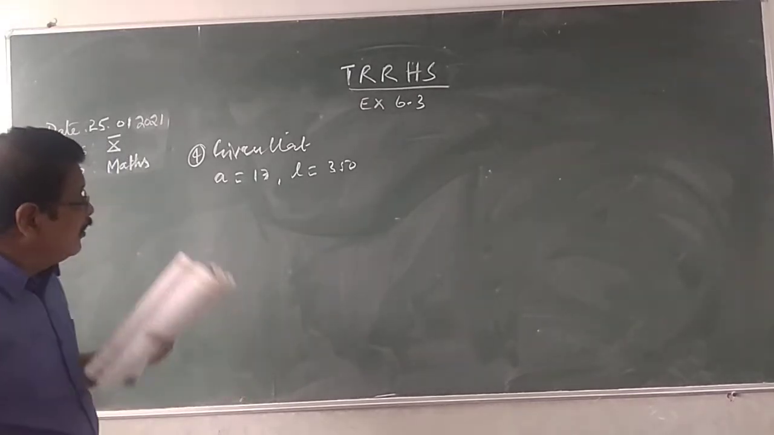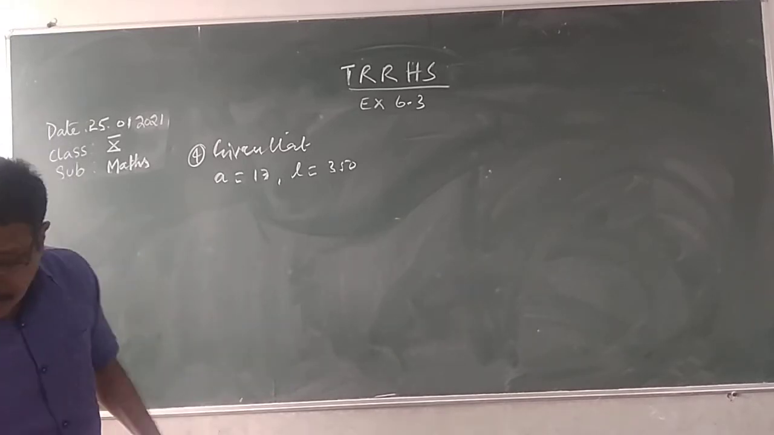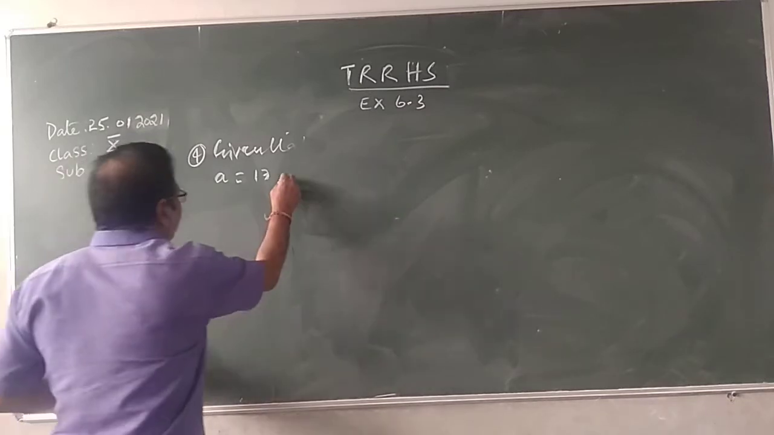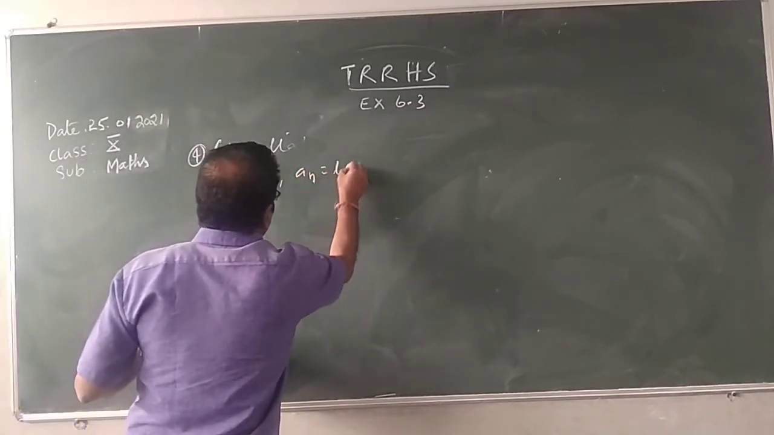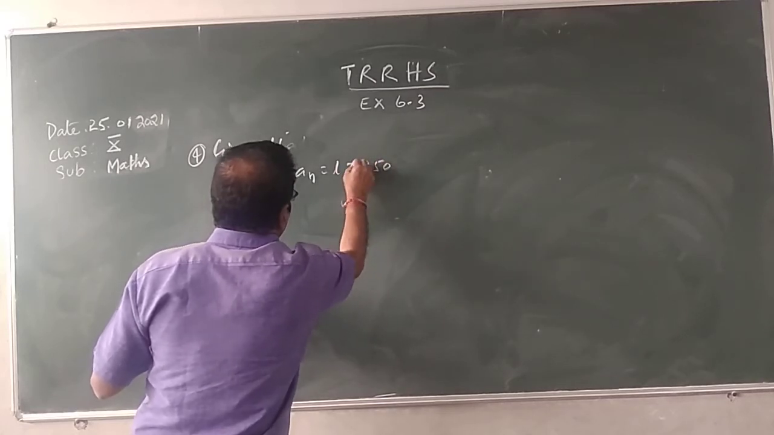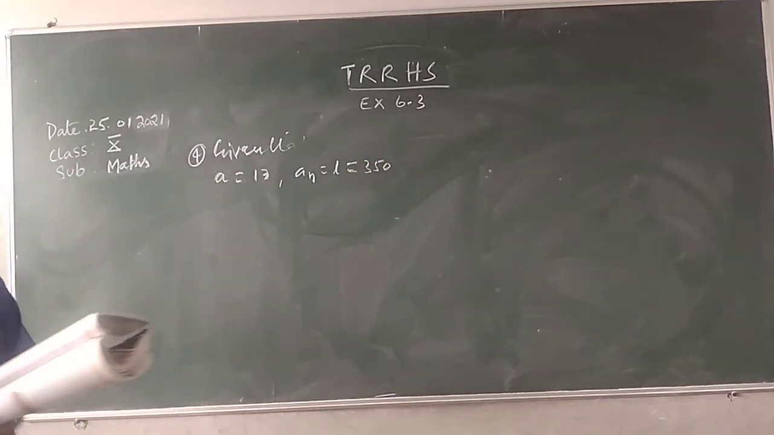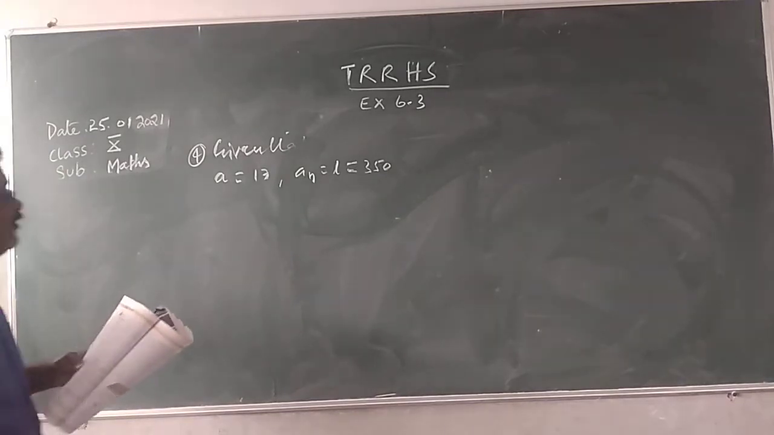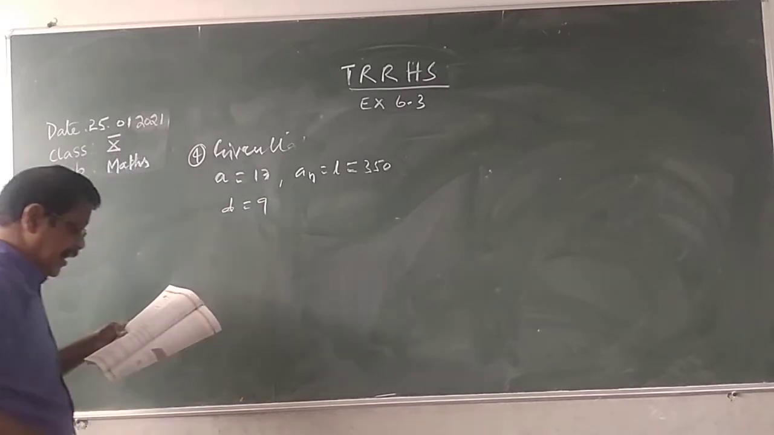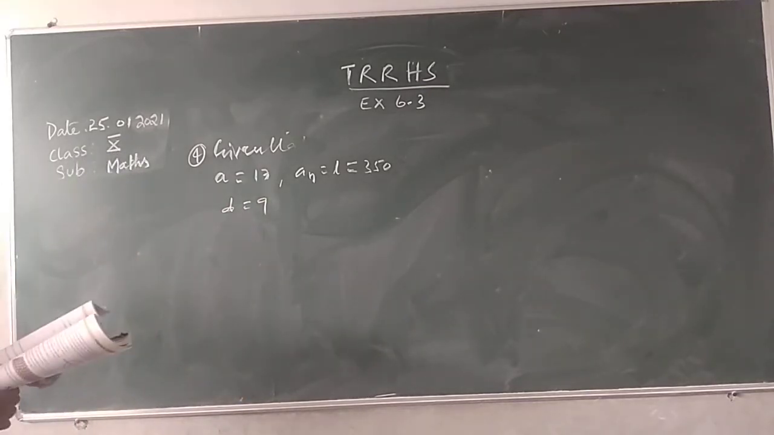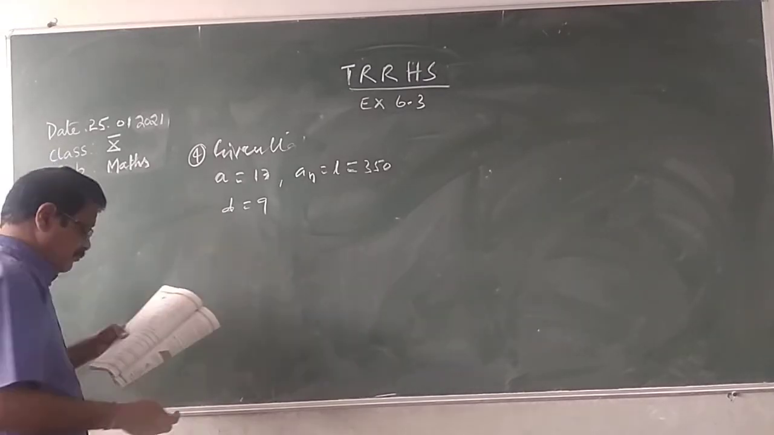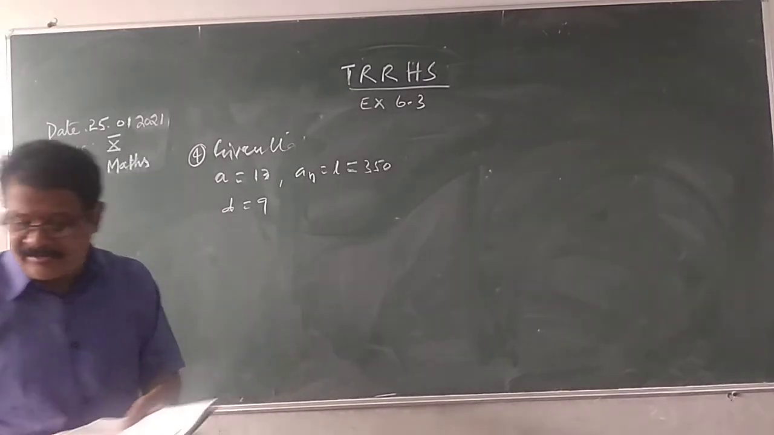Last term or nth term is the same. Already I told you that the last term or nth term a_n is equal to L, which is 350. The common difference D is equal to 9. How many terms are there and what is their sum?